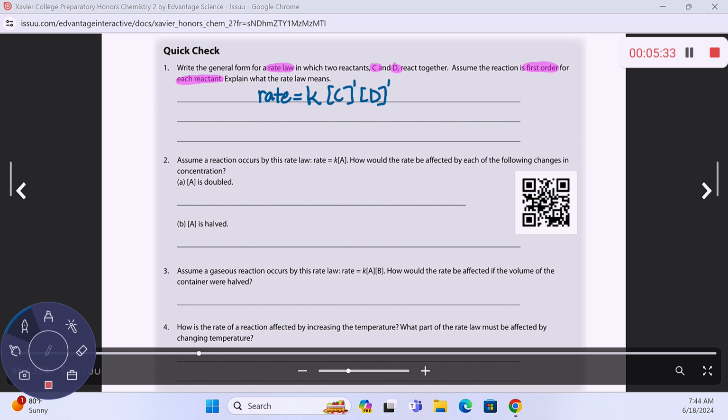Okay? Number 2, assume we have a reaction that occurs by this rate law. The rate equals K times the concentration of A. If we double A, what will happen to the rate? So that means it will look like this. The rate equals K times 2A. What do you think will happen to the rate? Double. Yeah, the rate doubles.